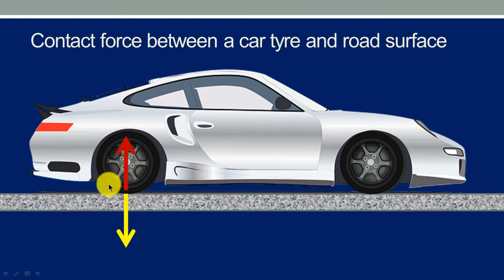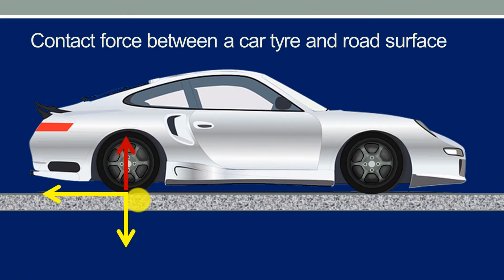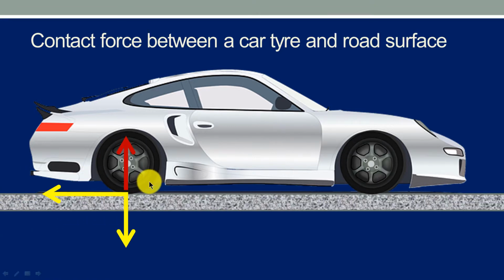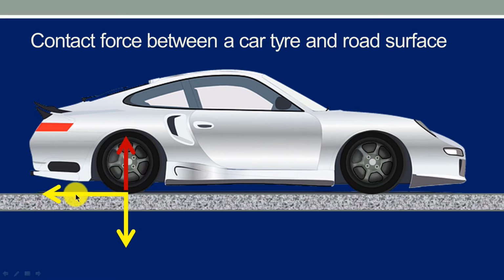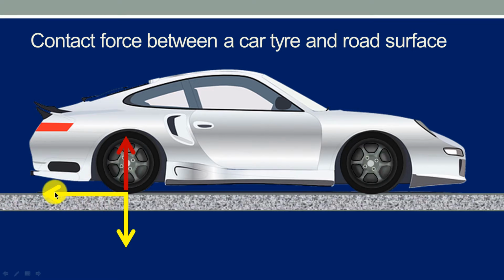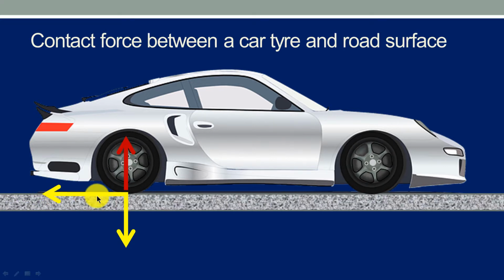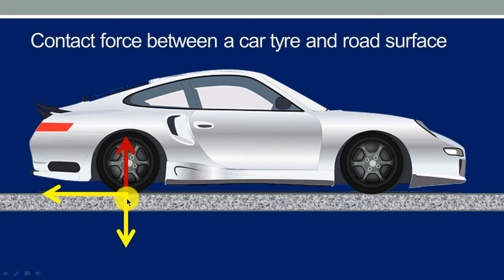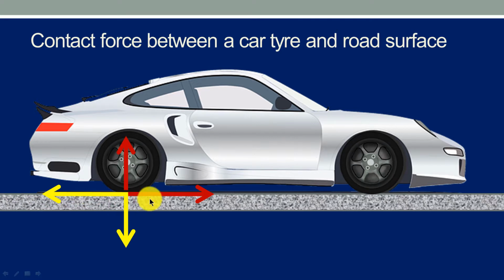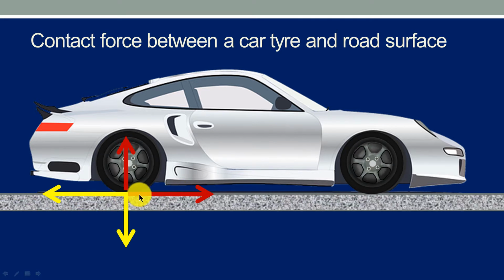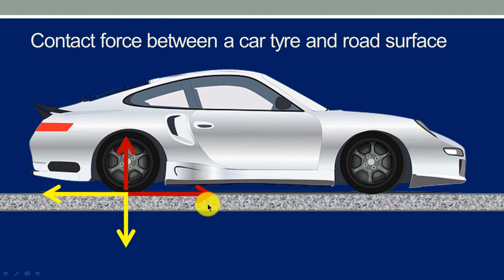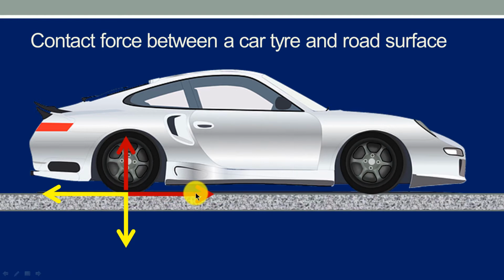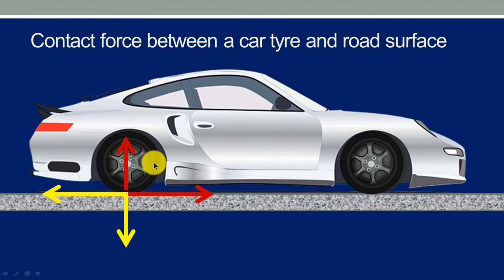Now, what is the other force that acts at this point? Let's look at this tire. This tire is tending to push the road backwards. So this yellow arrow pointing to the left must be the force that the tire exerts on the road surface backwards, like that. The road surface, on the other hand, reacts and pushes the car forward, pushes the tire forward with this force here, the red one. So this red force and this red force are the two components of the contact force that the road exerts on the car.